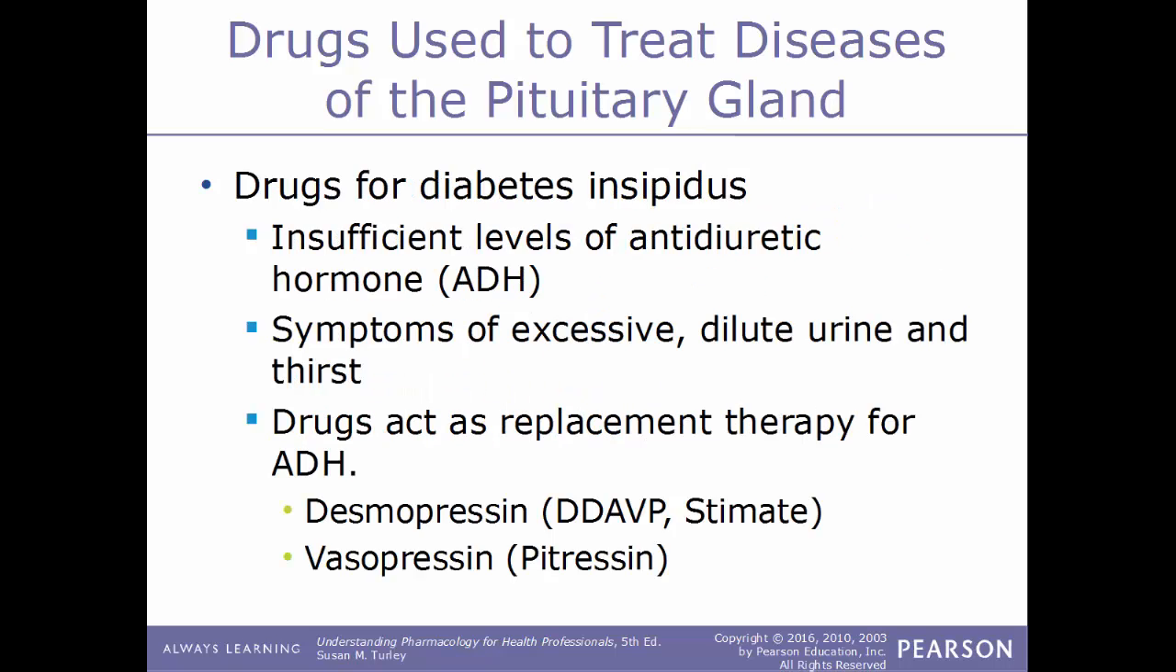Another condition of the pituitary gland is diabetes insipidus. This is having insufficient levels of antidiuretic hormone, or ADH. Some common symptoms of this condition are having excessive amounts of very dilute urine, and also having a high level of thirst. The drugs that are given to treat this condition act as a replacement for the hormone ADH. Some examples of this would be desmopressin, sold under the names Stimate or DDAVP, or vasopressin, sold under the name Pitressin.